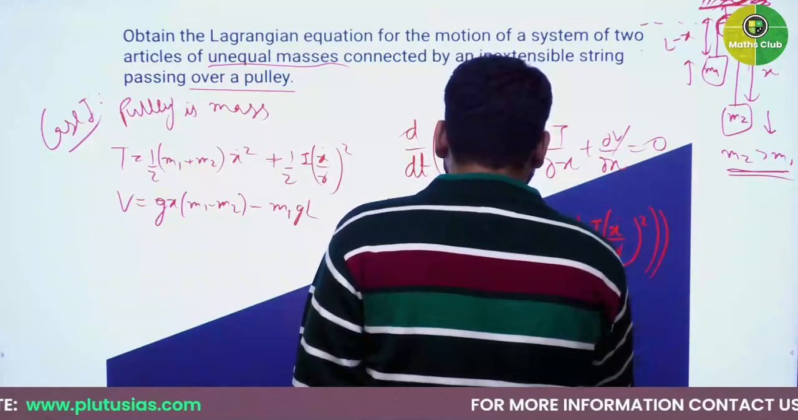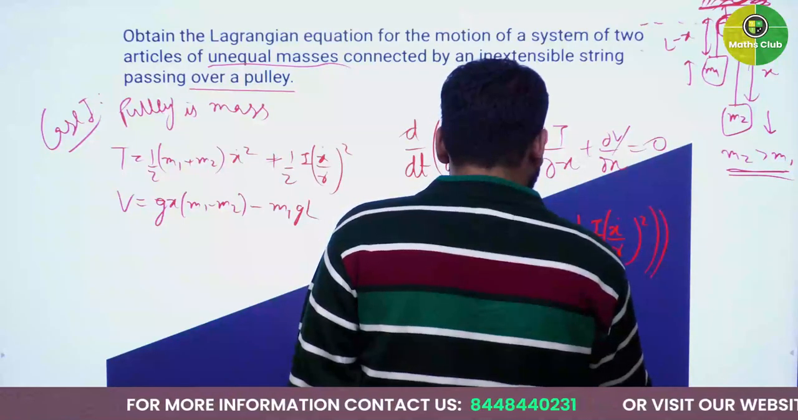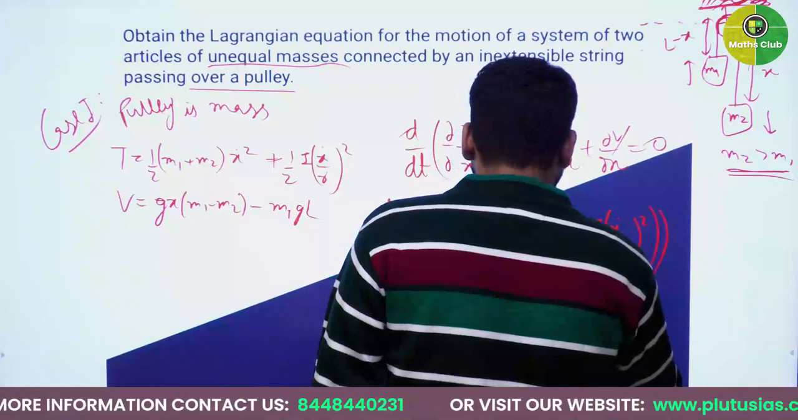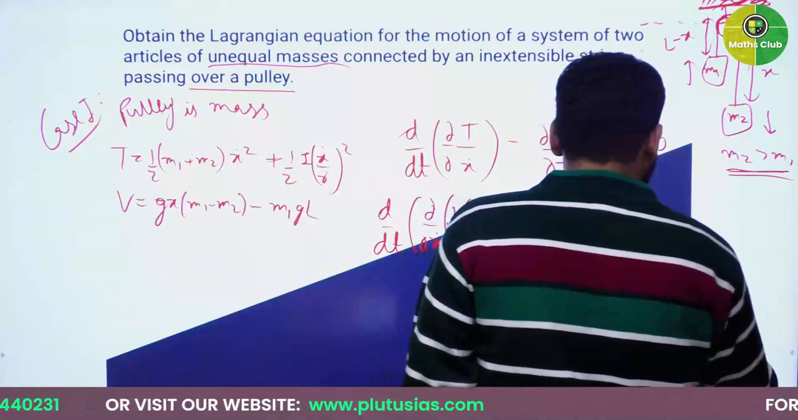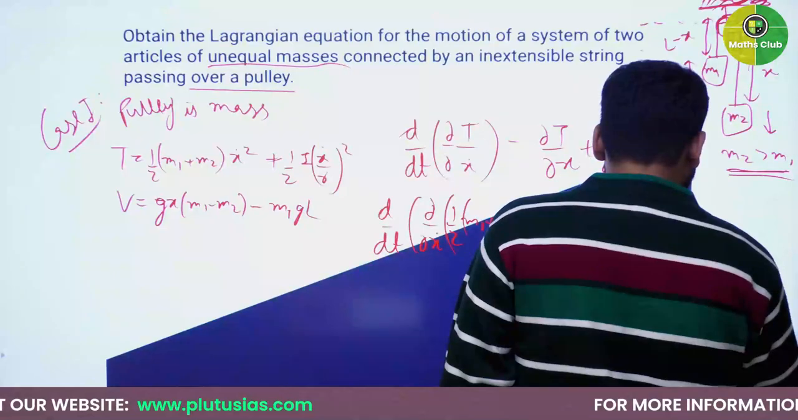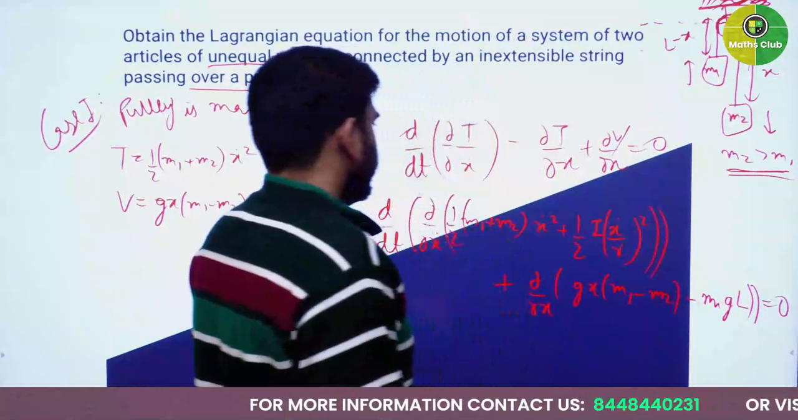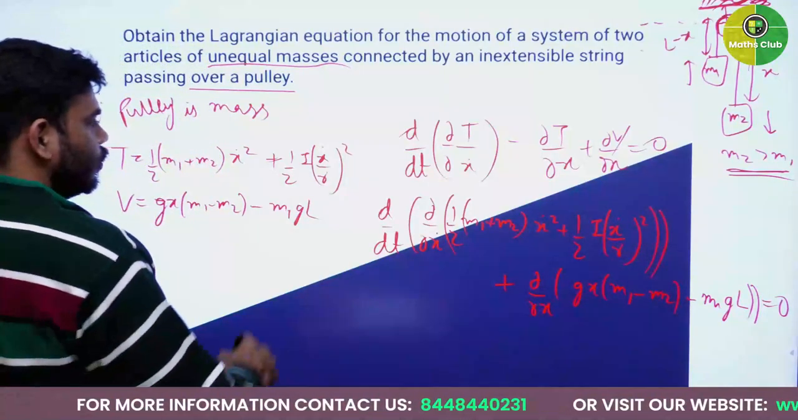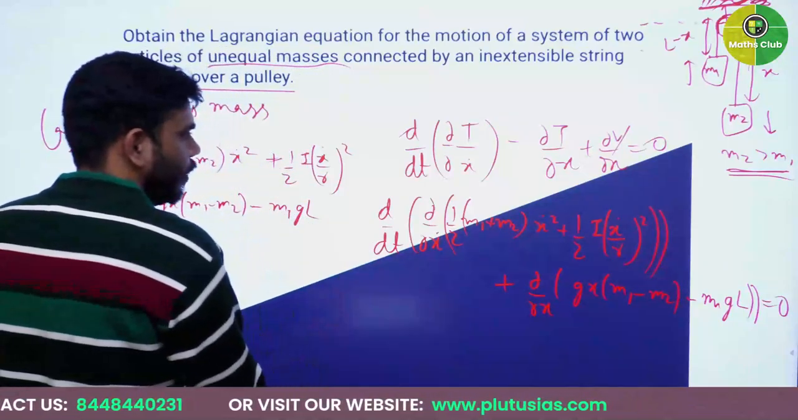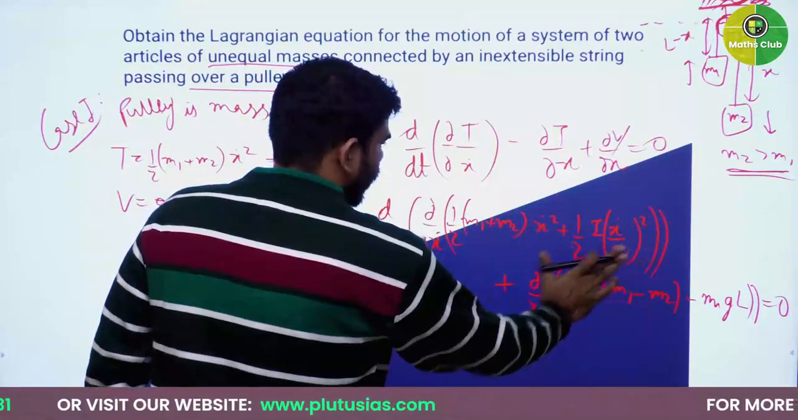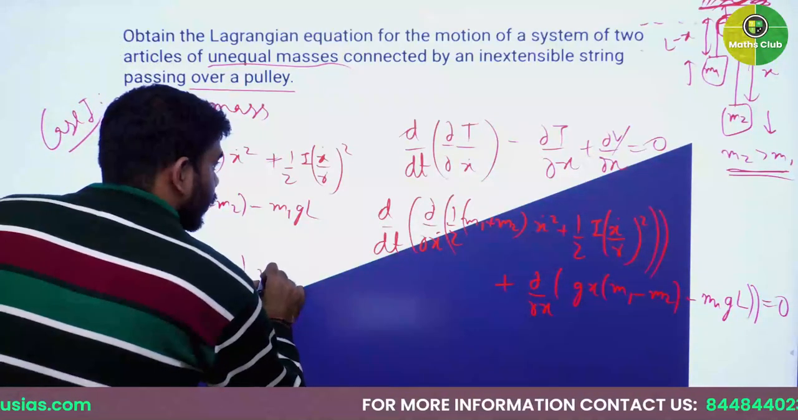Plus d by dx of V. This thing. Right? Then solving this partial differential equation, we have to partially differentiate it with respect to x dot, and both these terms have this x dot. We just have to differentiate it. A very simple differential exercise.